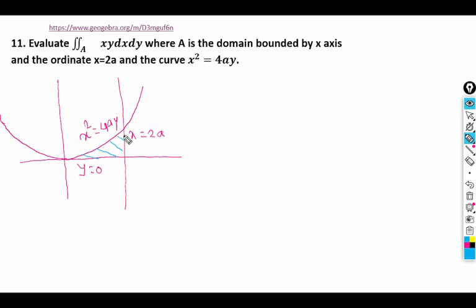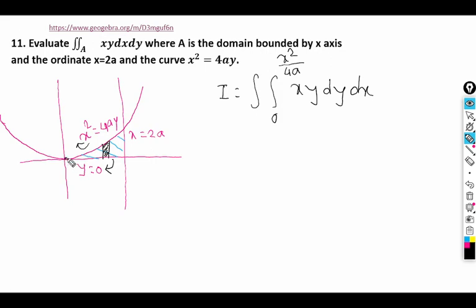And for this region of integration, again we take this vertical strip. If we draw the vertical strip like this, the lower end touches y equal to 0, the upper end touches y equal to x square upon 4a. So our integral I will become the double integral of xy dy dx, with y from 0 to x square upon 4a, and the minimum and maximum value of x: x starts from 0 to 2a.